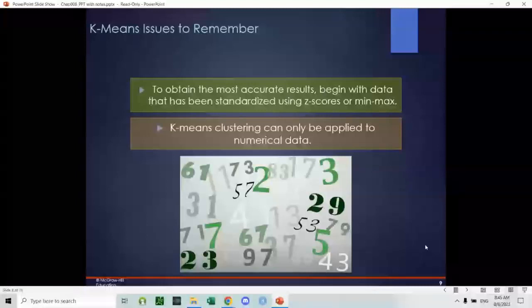K-means issues to remember. Some issues with k-means clustering to keep in mind include that to obtain the most accurate results, you must begin with data that has been standardized using z-scores or min-max, and that it can only be applied to numerical data. So that presents a little bit of a problem if you have categorical data or ordinal data that doesn't exactly fit correctly.